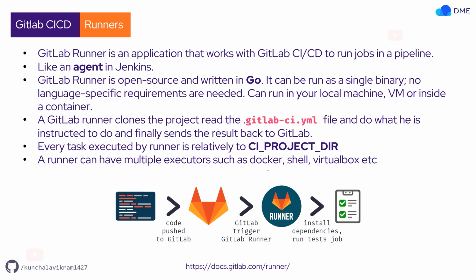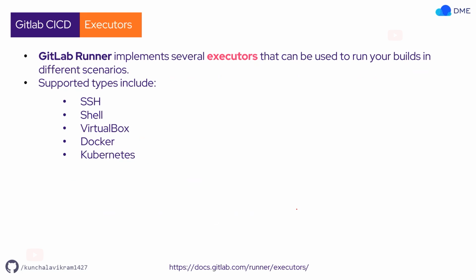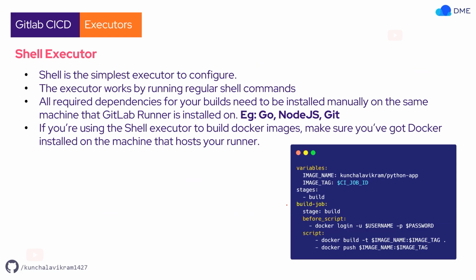Here runners can have multiple executors like Docker, Shell, or VirtualBox. It can be anything. You can run your own runner inside your own laptop or inside some cloud, or else you can use shared runners provided by GitLab, but they have only 400 free CI minutes. And the executor can be simple SSH, a shell, VirtualBox, a Docker container, or a Kubernetes pod, as already discussed.